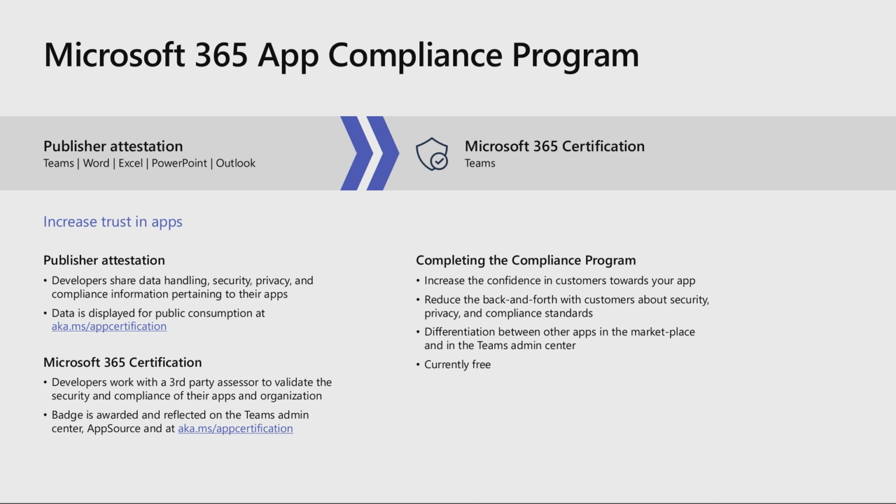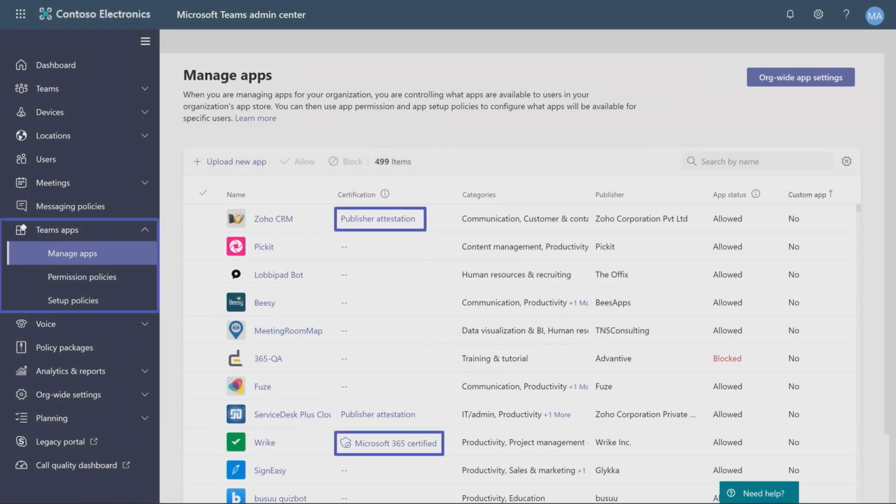Once these 4 domains are satisfied, then the app publisher is awarded a badge for Microsoft 365 certified, which is also reflected in Teams Admin Center and App Source. So you can see on the Teams Admin Center Manage Apps page, admins can easily discover apps which are part of any of these 2 compliance tiers and go to the doc site to learn more.